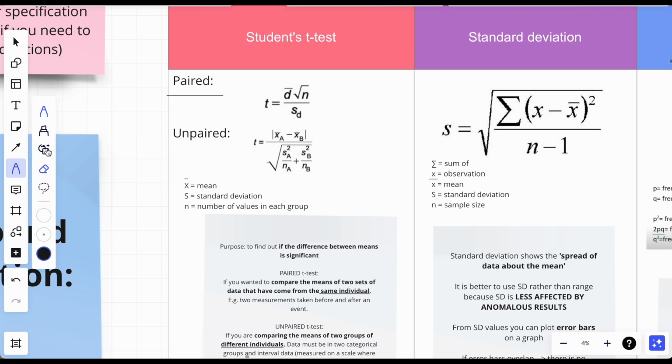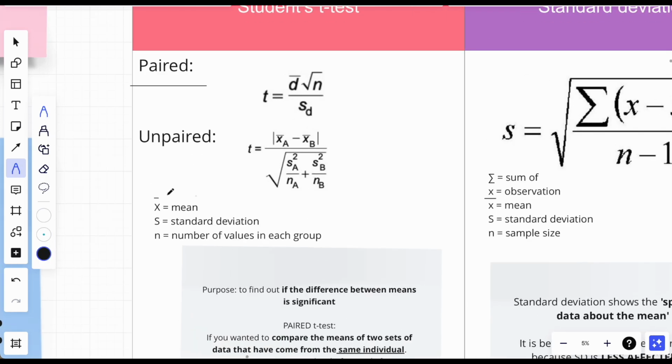In terms of what the things mean, if you see X with a horizontal line above it, that's called X bar, which represents the mean. So mean of A, mean of B, like group A, group B. And then you see S, so SA or SB, that's the standard deviation of group A, group B. And then N is just the number of values, the sample size, for group A and group B, okay?